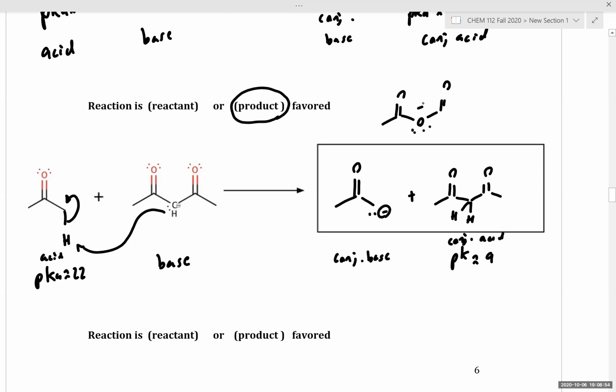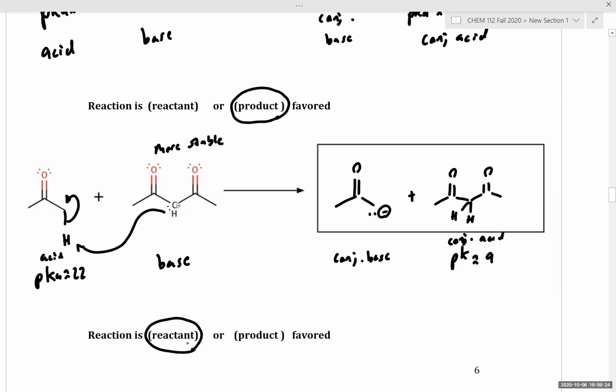which doesn't make any sense from the perspective of formal charges. Okay, so looking at our pKa, we see our product is more acidic. We also see that our reactant anion is more stable. This anion is overall more stable. So this reaction would be reactant favored.